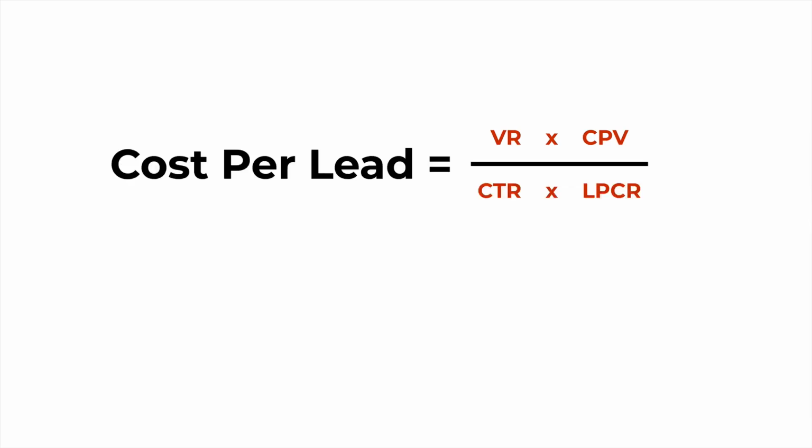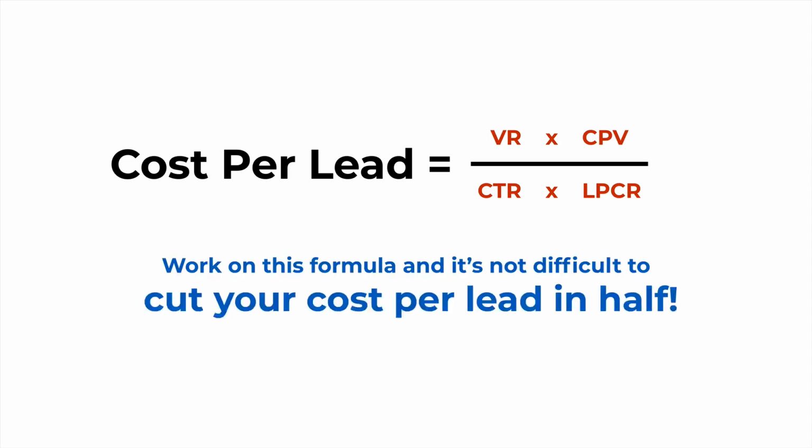So the formula for getting a really good cost per lead or a cost per sale is VR multiplied by CPV divided by CTR multiplied by LPCR, which really stands for view rate multiplied by cost per view divided by click-through rate multiplied by landing page conversion rate. That is the formula for what it costs per lead, okay? And if you work on this formula, it's not difficult to cut your cost per lead in half. I'm going to show you how to do this.